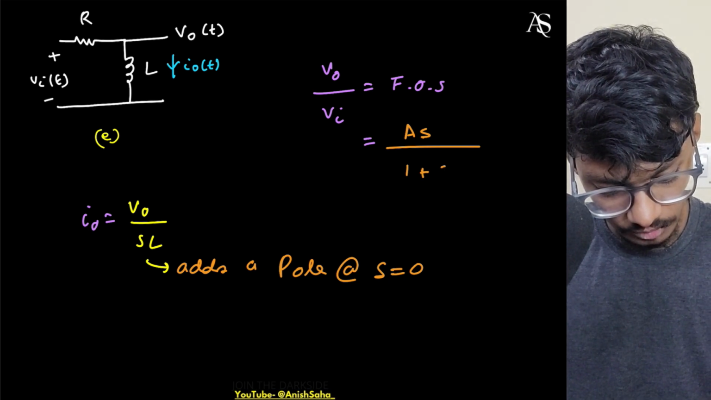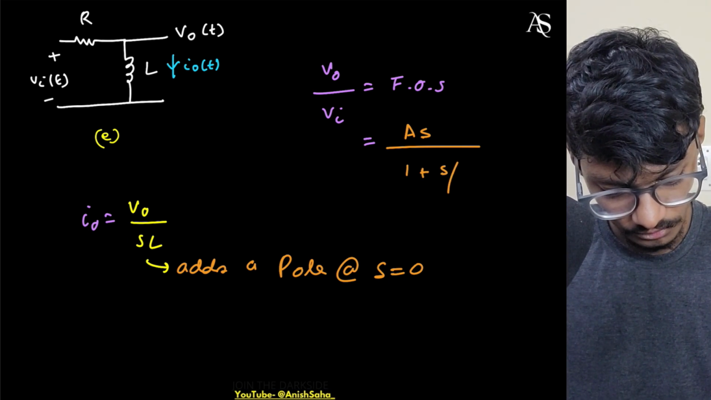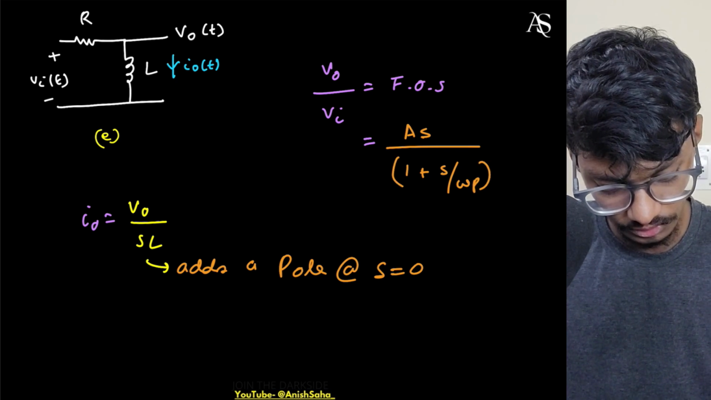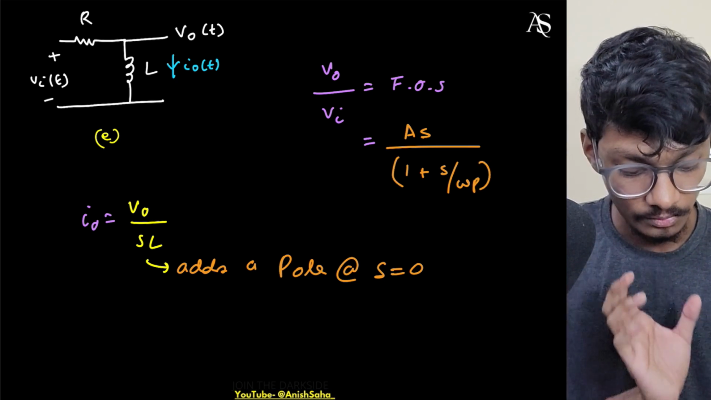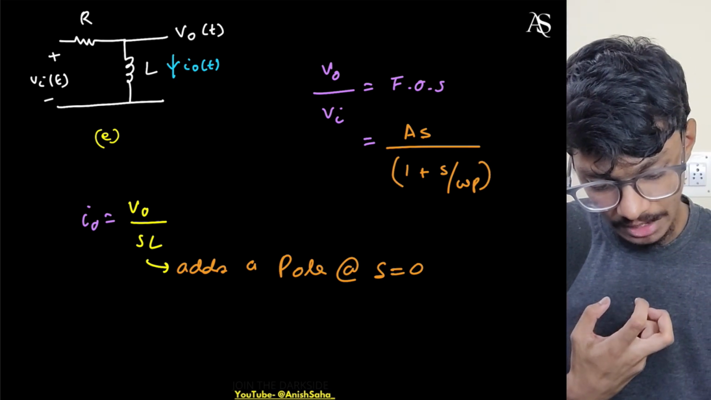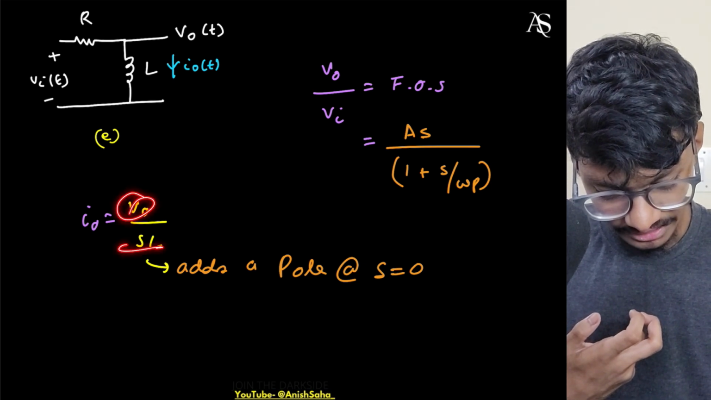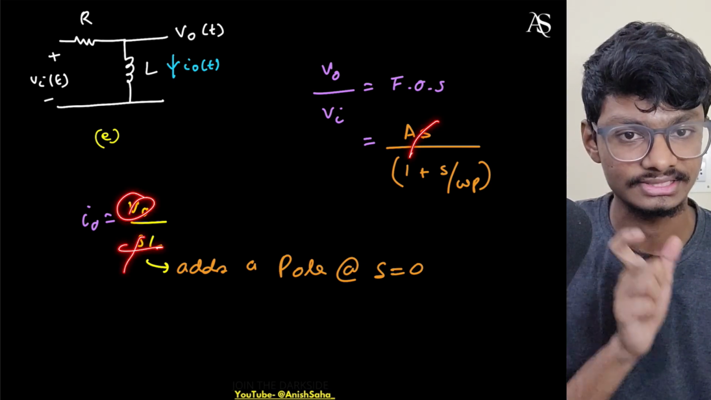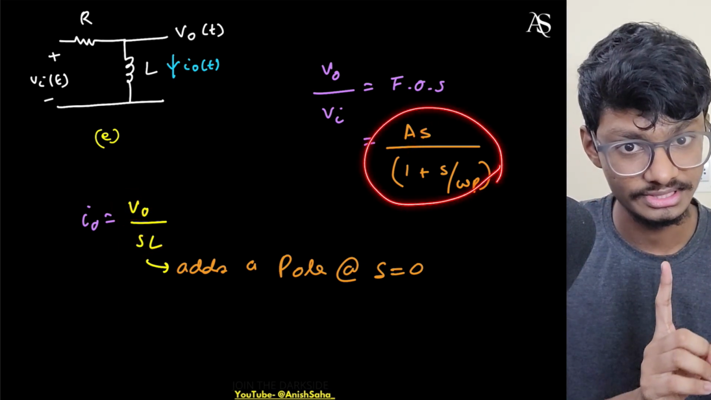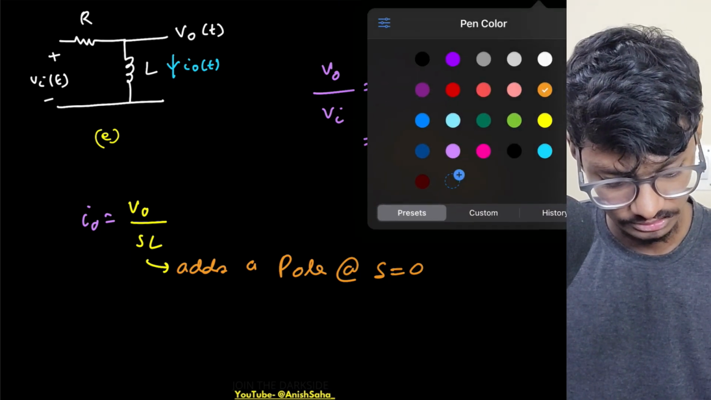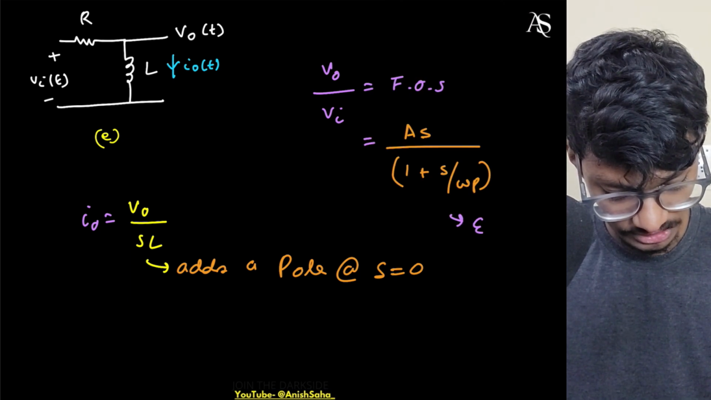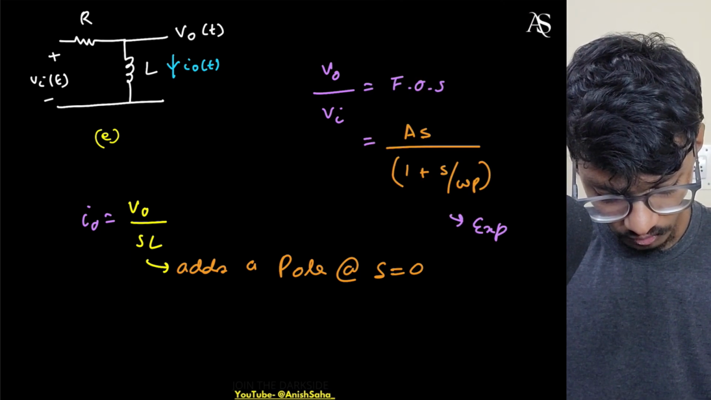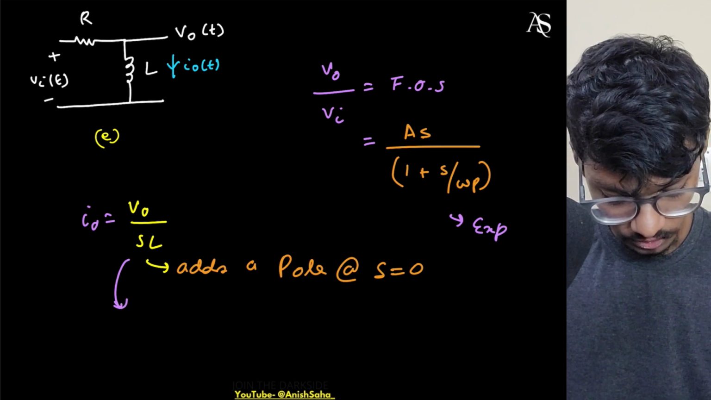I am not writing the pole, it will be omega p. So this is 1 plus S by omega p. Now what is happening, as this is VO by SL, this S and this S get cancelled, and I still get an exponential response. That is the most important thing. So this will be exponential, and here what is happening? Pole 0 cancellation.